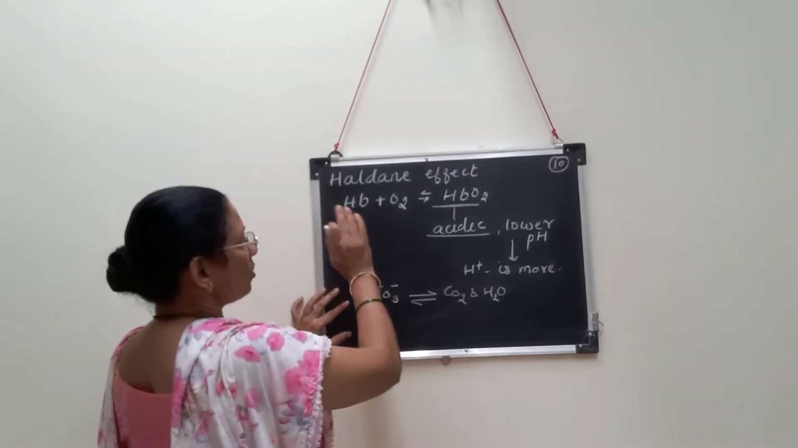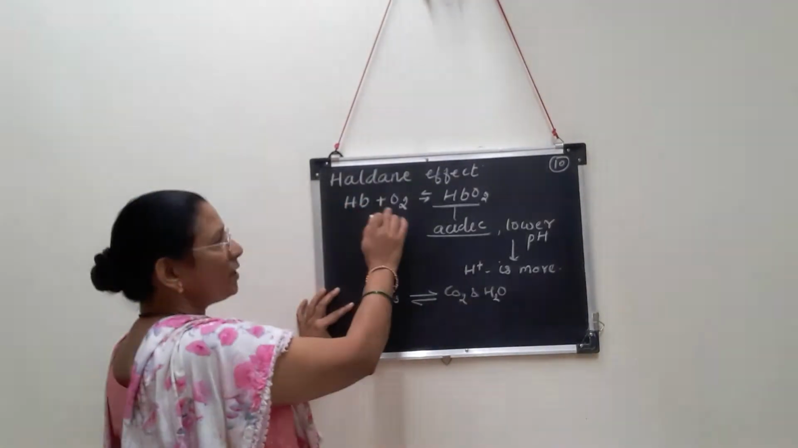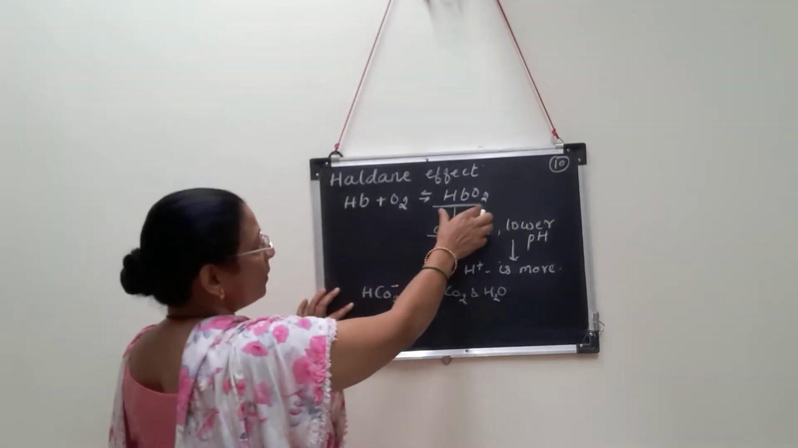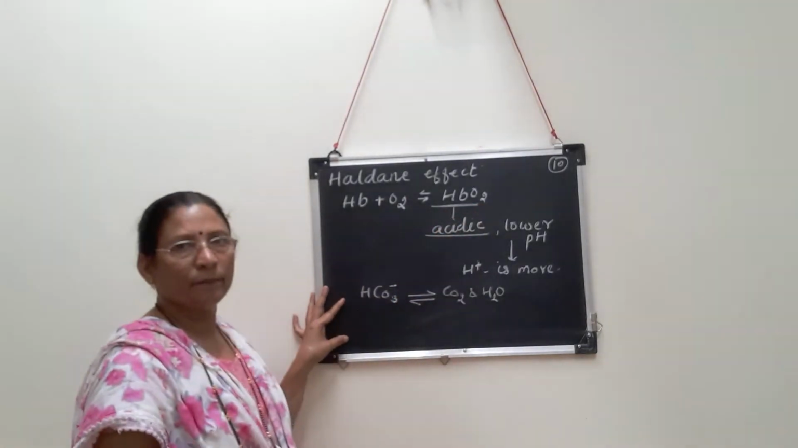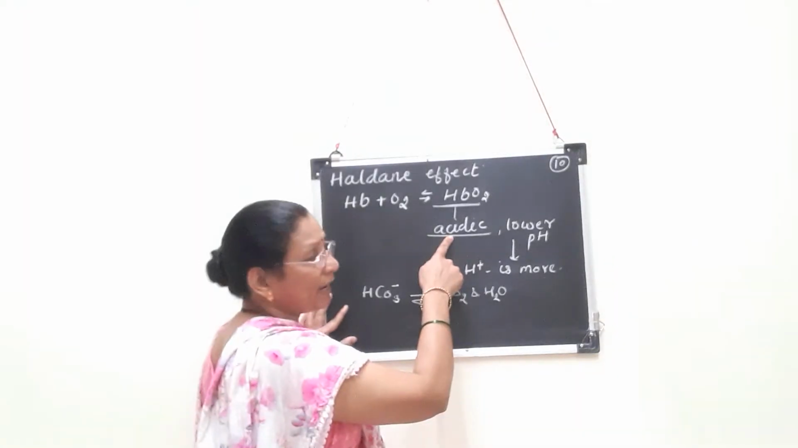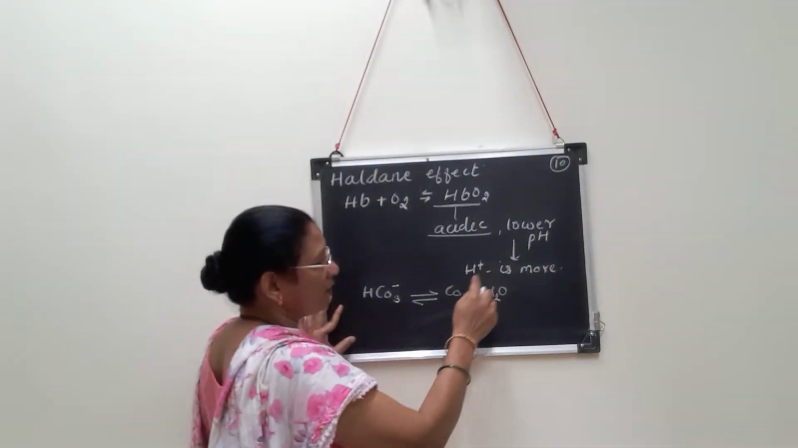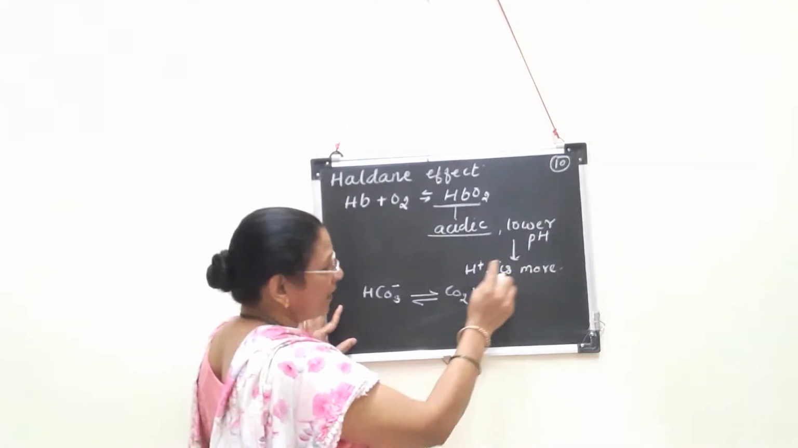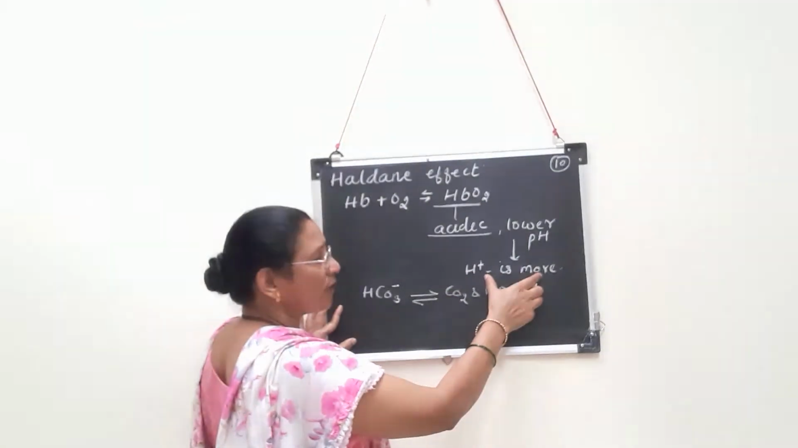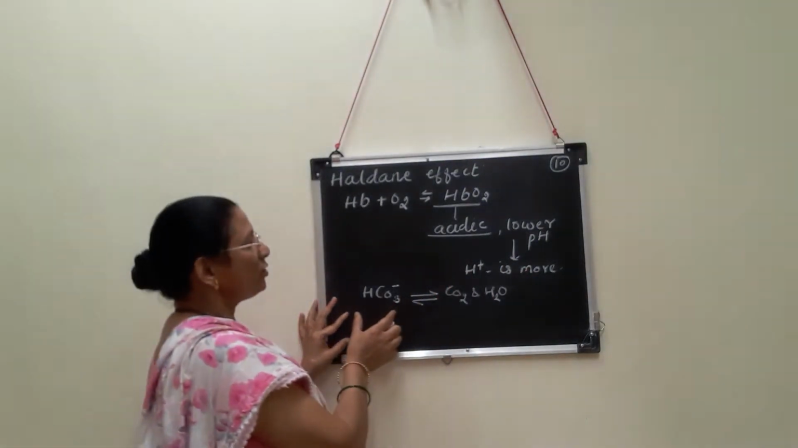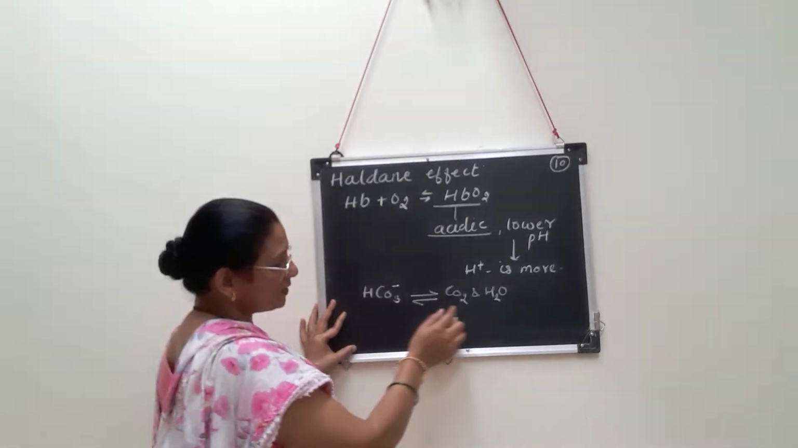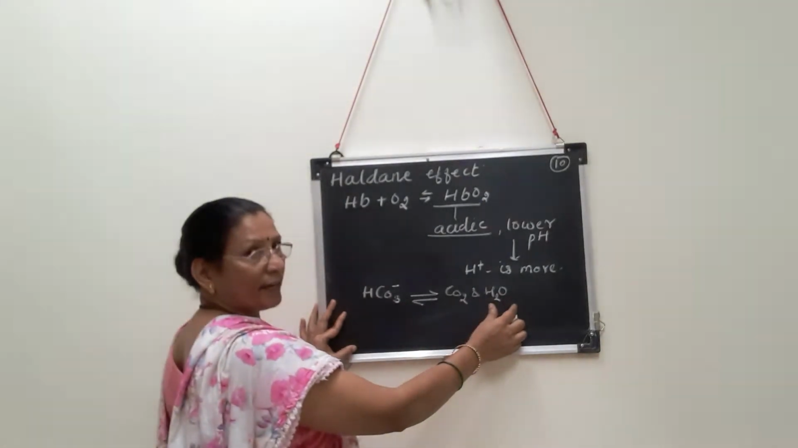What is it? Hemoglobin plus oxygen forms a complex which is called oxyhemoglobin. It acts as an acid. When acid is there, it lowers the pH. When pH is less, hydrogen ion concentration is more. And in the presence of more hydrogen ion concentration, this HCO3 minus dissociates and results in the formation of CO2 and H2O.